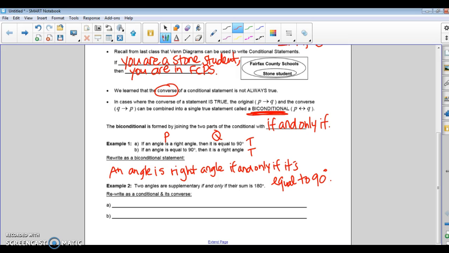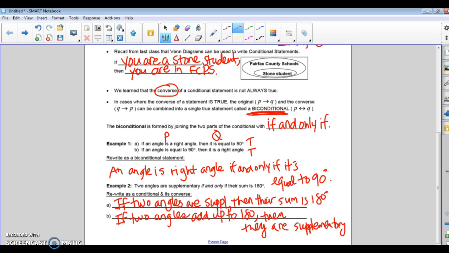Now, the second example is we're going to change a biconditional statement into its conditional and converse. So please pause the video and try to come up with two statements from this biconditional statement. Please pause the video. Okay, so these are the answers. If two angles are supplementary, then their sum is 180. If two angles add up to 180, then they are supplementary. Pretty easy, right? And we can only change it into a biconditional statement if the conditional statement and its converse are true. Okay, they have to be both true.